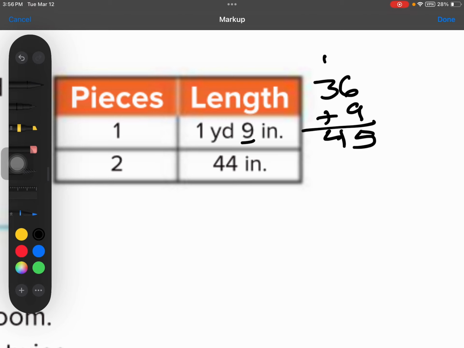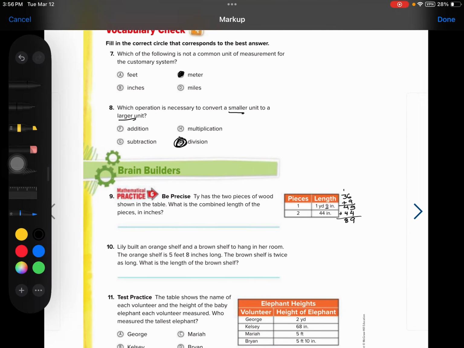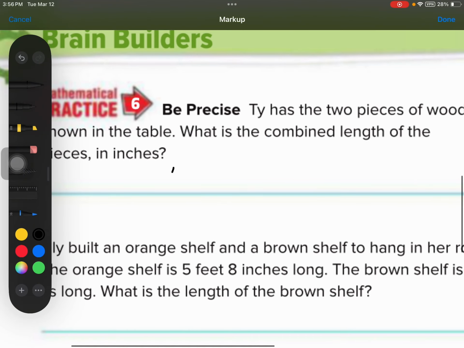We have 45. Now we have to combine the other piece of wood he has. Whoops, wrong answer. 5 plus 4 is 9. 8 plus 8 is 8. So together with these pieces of wood, he has 89 inches.